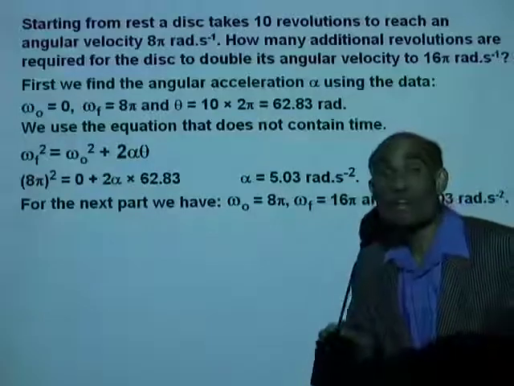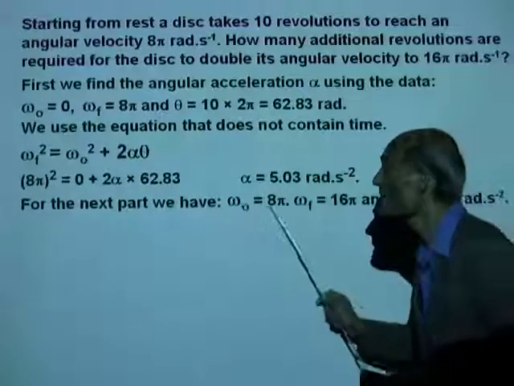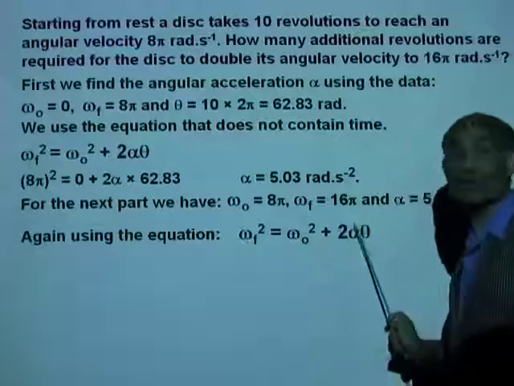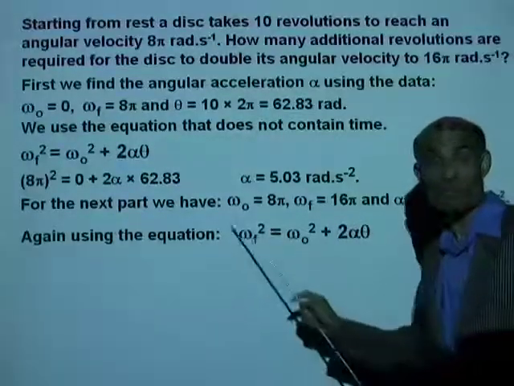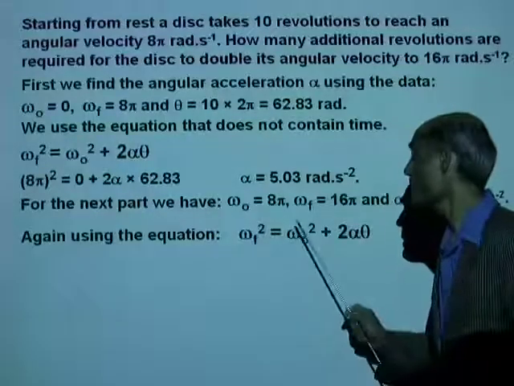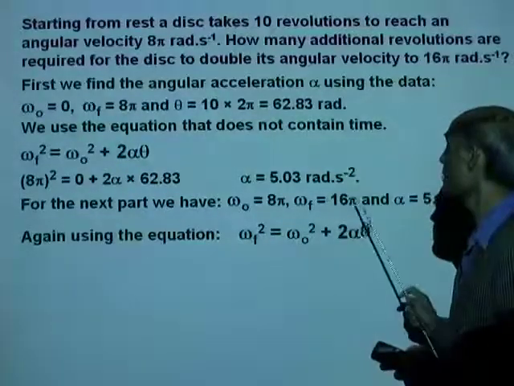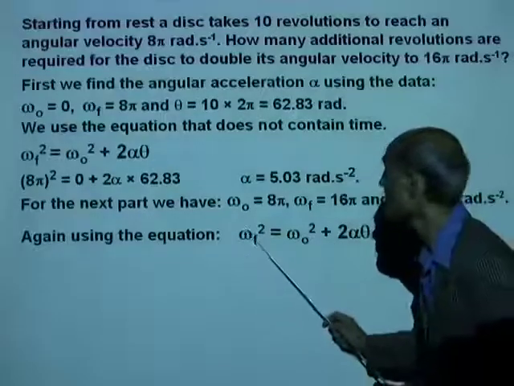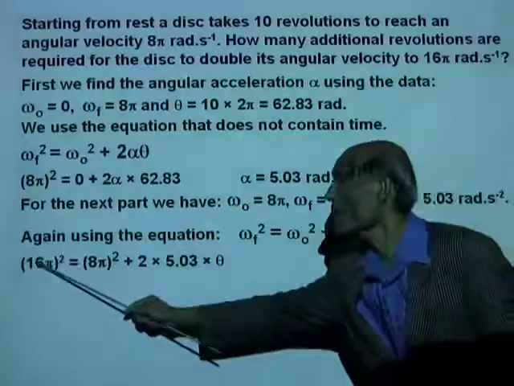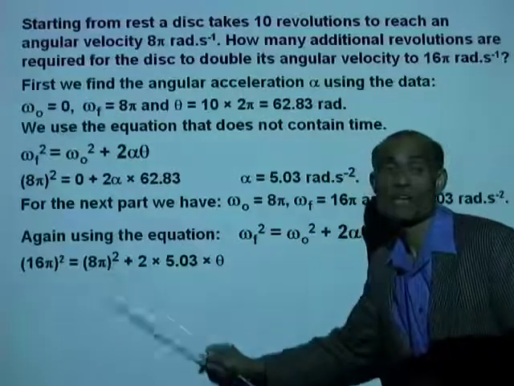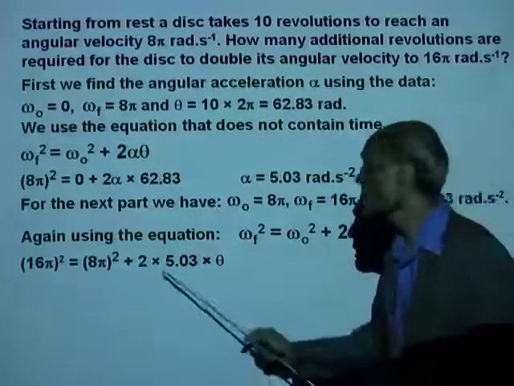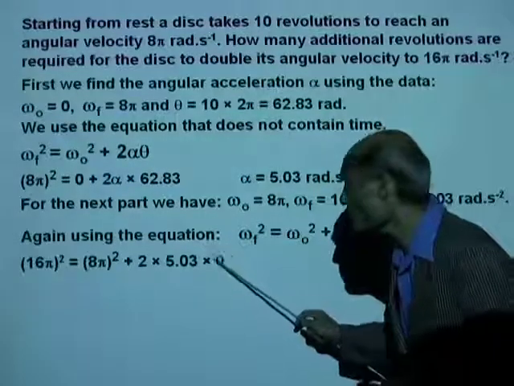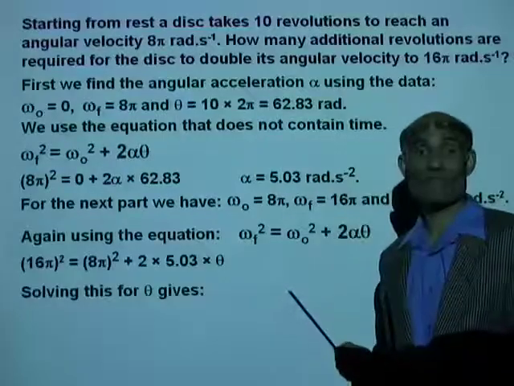We got the initial angular velocity, final angular velocity, and alpha. Can you find the angular displacement during that second part? Yes, we can find the angular displacement using the same equation. Omega f squared equal to omega 0 squared plus 2 alpha theta. We'll replace these values. That will be 16 pi all squared equal to 8 pi all squared plus 2 alpha theta. We can now solve for theta.